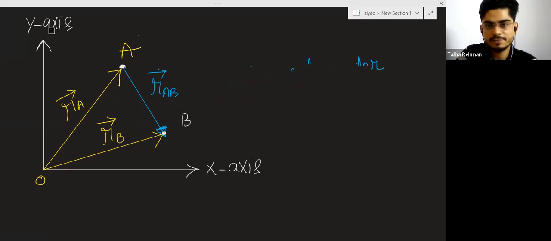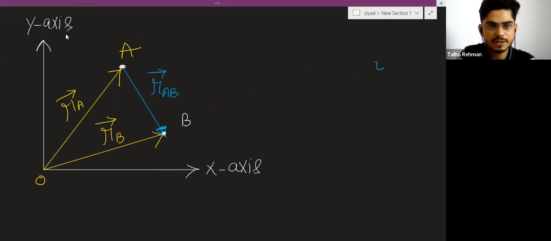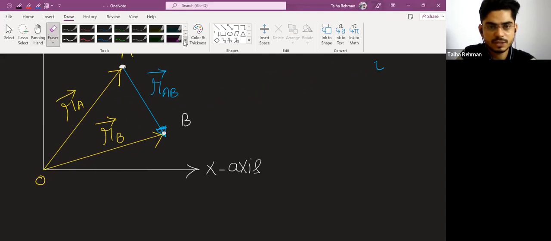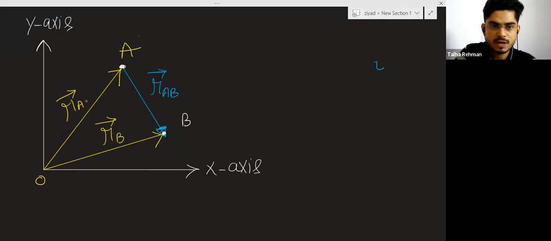we know that RAB is the displacement vector, and this is the x-axis, this is the y-axis, and now suppose a charge q1 is placed here at this position. At point A, I have placed the charge q1, and at point B, I have placed a charge q2. And both of these charges are positive charges.